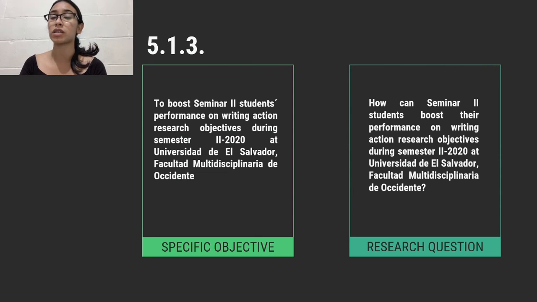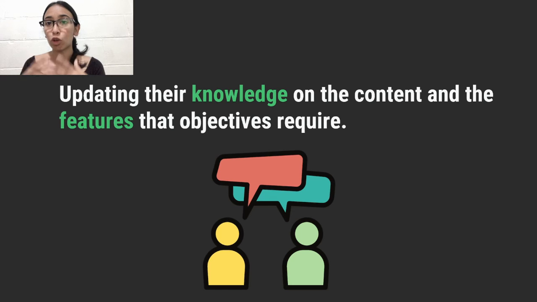That was also traced into the research question that says, how can Seminar 2 students boost their performance on writing action research objectives during Semester 2, 2020 at Universidad de El Salvador, Facultad Multidisciplinaria de Occidente? Well, in this case, Seminar 2 students could boost their performance on writing research objectives by updating their knowledge, by cultivating their knowledge on the content and on the features that objectives, in this case research objectives, require.